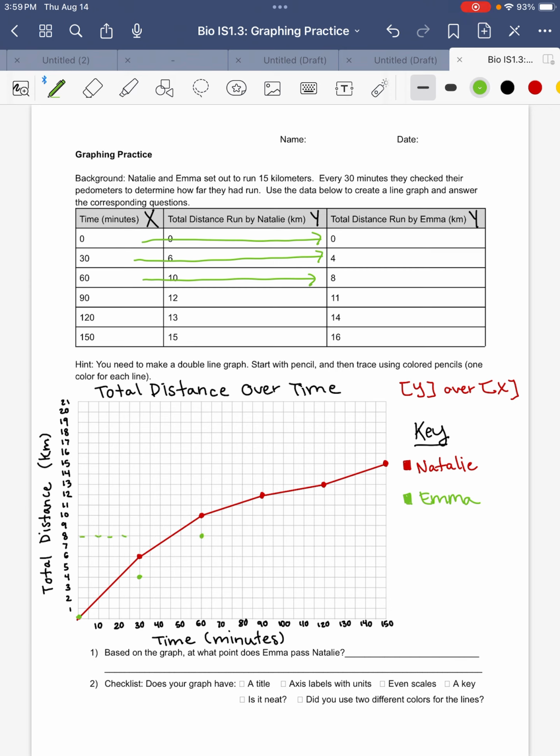And I'm no longer drawing those little dotted lines, but I am still visualizing that in my head. At 90 minutes, she had gone 11 kilometers. At 120 minutes, she had run 14 kilometers. And then at 150 minutes, she had gone 16 kilometers.